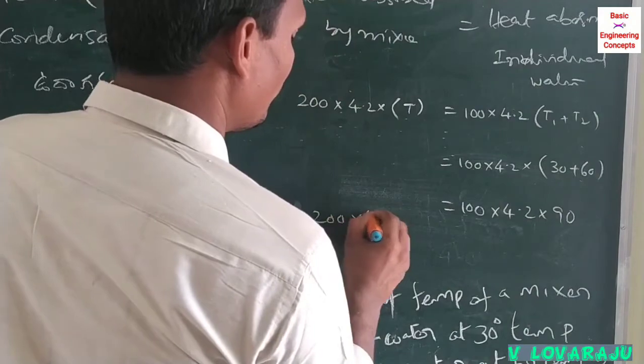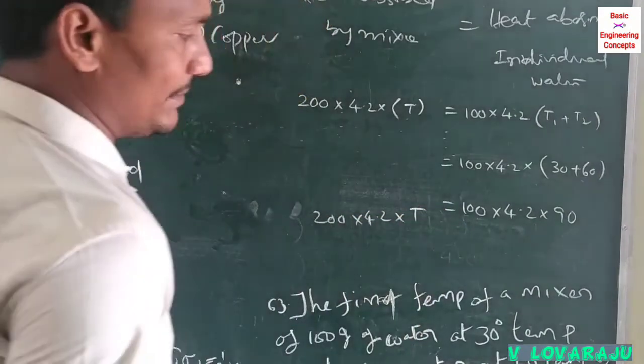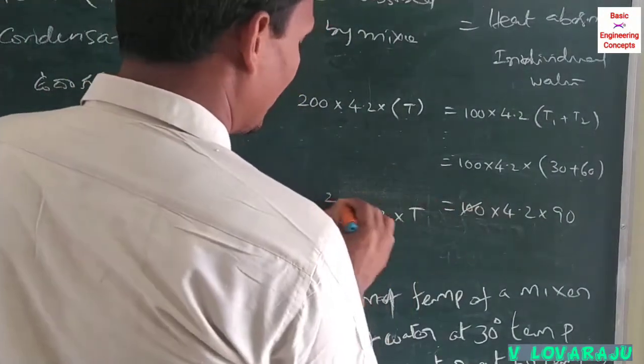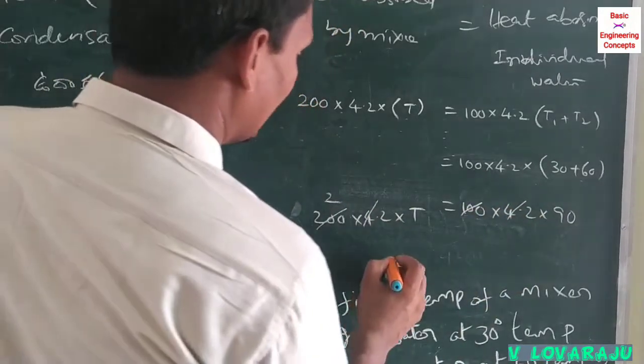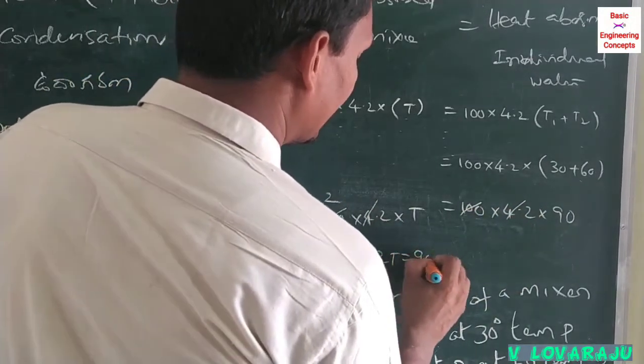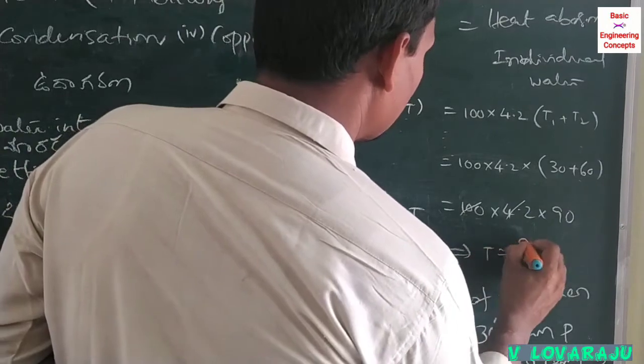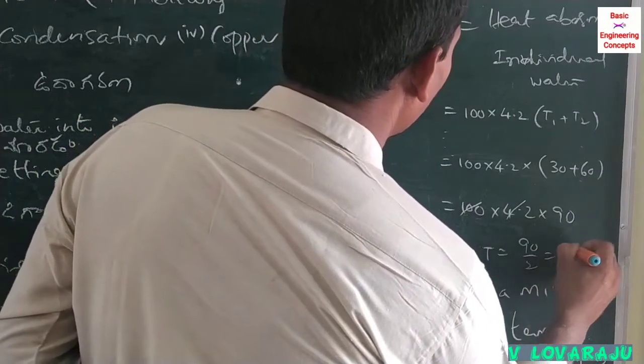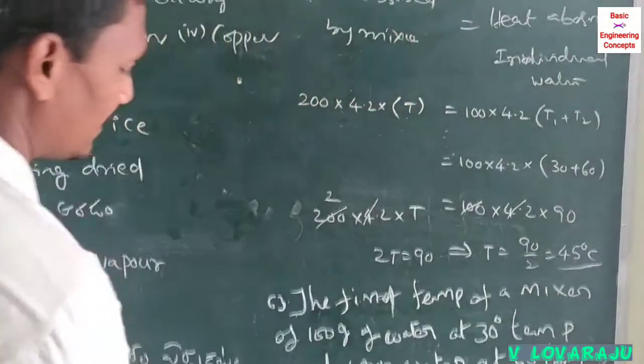Therefore 200 into 4.2 into mixture temperature capital T. The 200 and 100 two times, and 4.2 cancel out. Therefore 2T is equal to 90. Therefore the temperature of the mixture is equal to 90 by 2, which is 45 degrees centigrade. That is option A.